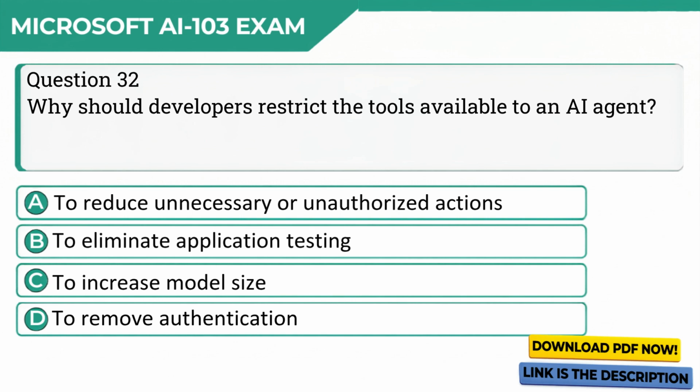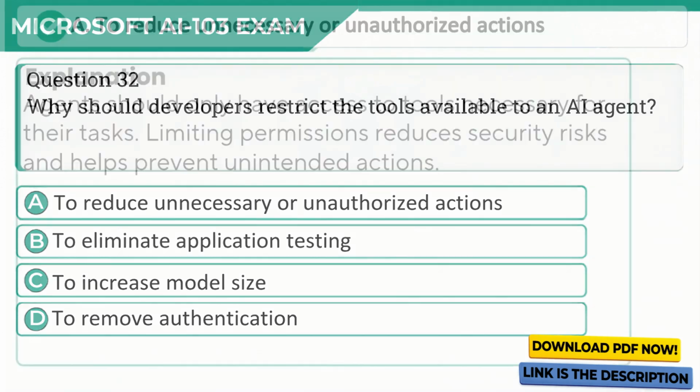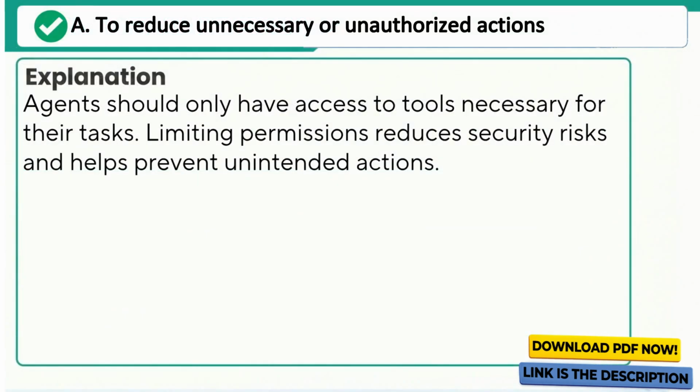Question 32. Why should developers restrict the tools available to an AI agent? A. To reduce unnecessary or unauthorized actions. B. To eliminate application testing. C. To increase model size. D. To remove authentication. Correct answer: A. To reduce unnecessary or unauthorized actions. Explanation. Agents should only have access to tools necessary for their tasks. Limiting permissions reduces security risks and helps prevent unintended actions.